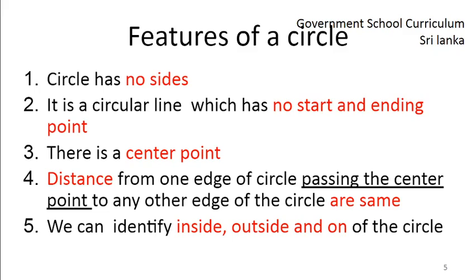Okay. So a circle has no sides. That is the first feature. The second feature is that it is a circular line which has no start and ending point. The third one is that there is a center point. Can you mark the center of the circular lamina that you have? How do you know that the marked point is exactly the center? We have to do a little activity to find out the center.